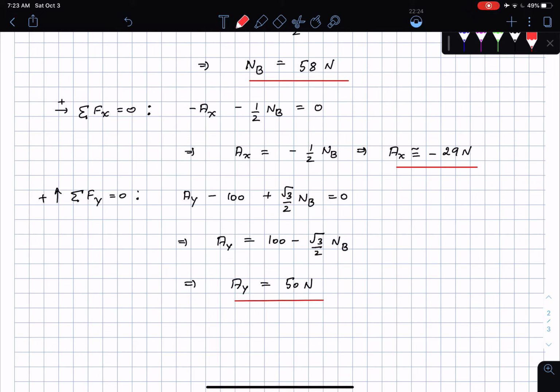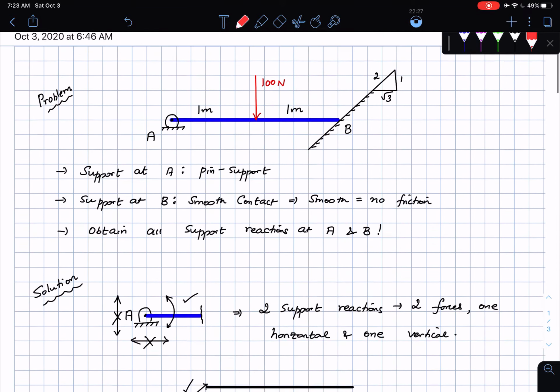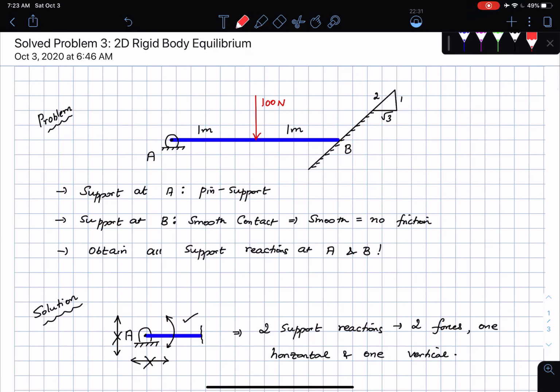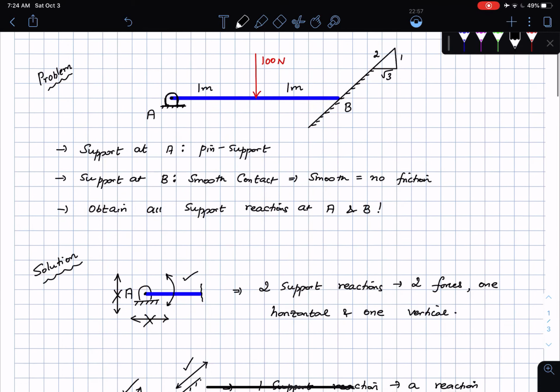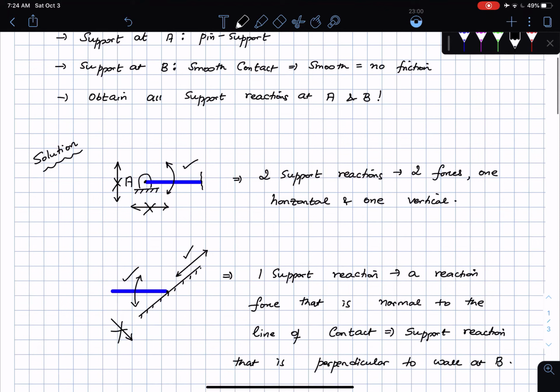Essentially, I found all the support reactions that are of interest to me, and a very brief recap. I go back to the problem here. There is a pin support at the point A. This is an example of a pin support, and pin supports typically prevent you from translating in both the horizontal and the vertical directions. Then I have a smooth contact at the point B, which means that this body is not allowed to travel perpendicular to the wall or perpendicular to the line of contact, which means there's going to be one reaction force there. So pin support, 2 reaction forces.